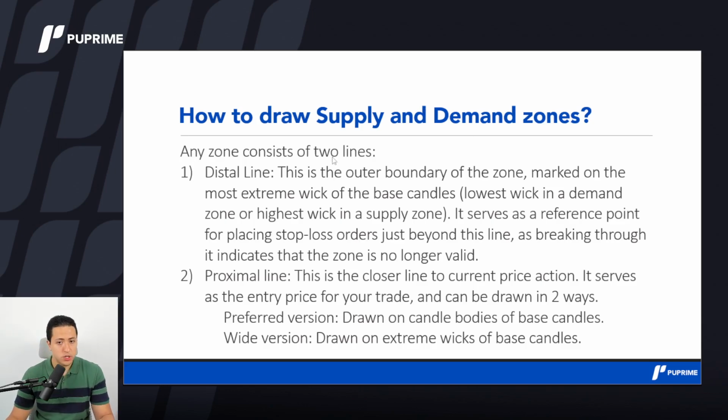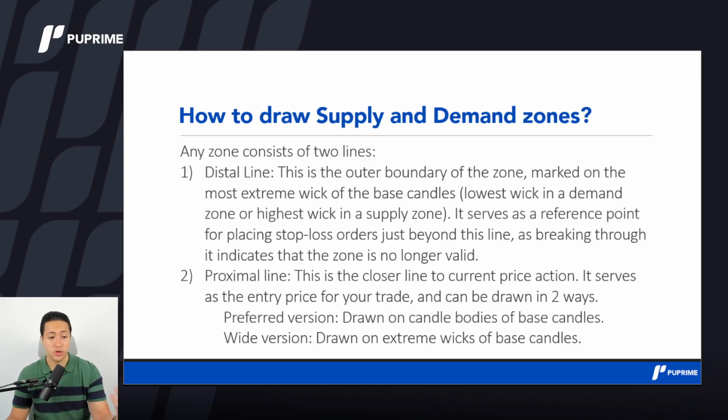Any zone consists of two lines. Think of it as a rectangle: a higher line and a lower line. This is a zone, price and price, whether it's supply or demand. So any zone consists of two lines, and you will need to write this down. The first one is the distal line, and from its name, distal, it's far. So this is the outer boundary of the zone.